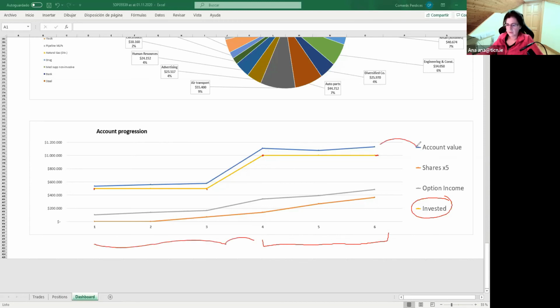The account value, we can see it in blue. The option income, we can see it here. And this line represents the shares times 5. Forget about this. Obviously, the number of shares is a number, but what we want to see here is the progression, that every time we have more shares. Why? Because we use the money from our option income to buy more shares.